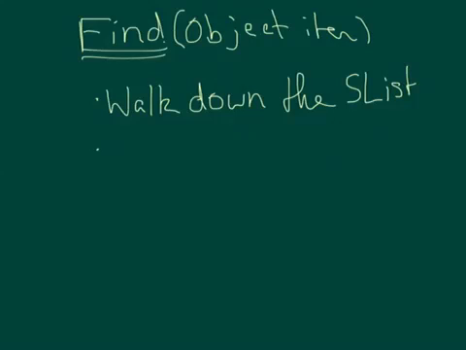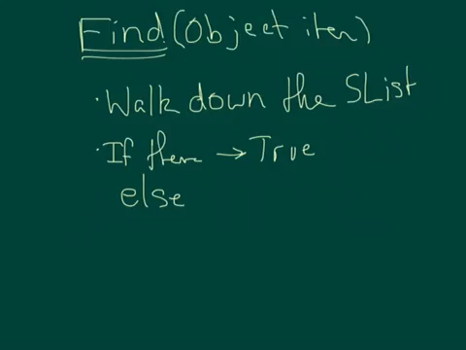If yes, if it's there, then return true. And if you reach the end of the list, then return false, meaning it's not there. That's it with find. So now we can start talking about the runtimes of the SList operations.